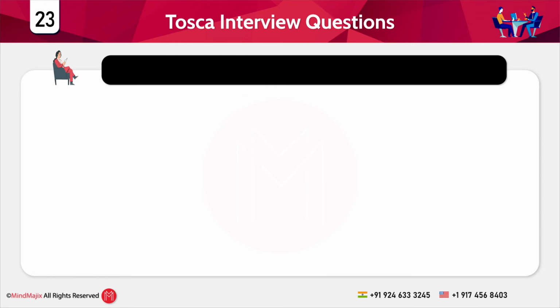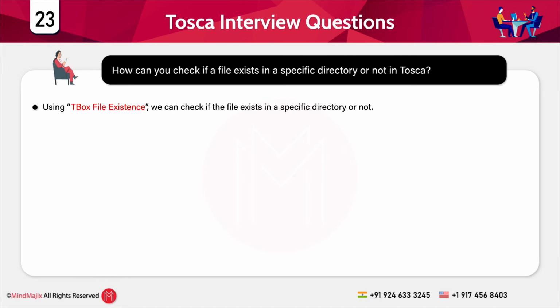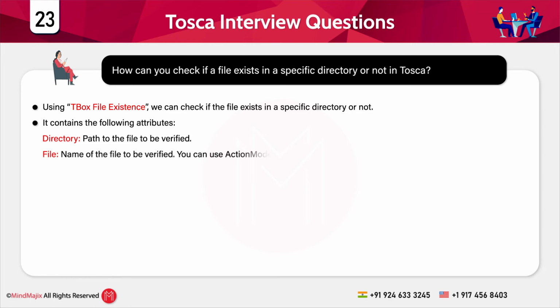The next question is, how can you check if a file exists in a specific directory or not in Tosca? Using TBox file existence, you can check whether the file exists in a specific directory or not. There are two parameters, or you can say attributes, of this. As you can see on the screen, the first parameter is the directory, which is nothing but the path to the file which is to be verified. And the second is the file, which is nothing but the name of the file to be verified. So you can use action modes, verify or Wait On.